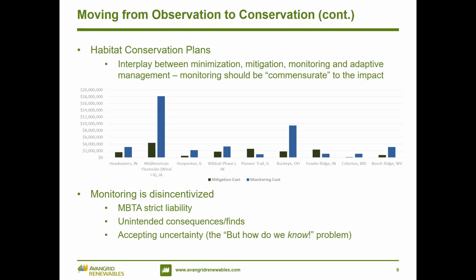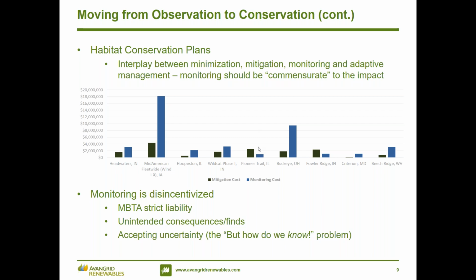I think habitat conservation plans are a good example of this lopsided balance. It's supposed to be an interplay between minimization, mitigation, and monitoring. It rarely seems to be the case anymore. This chart shows the amount of dollars spent going towards mitigation versus monitoring, and you can see in most cases, monitoring is a factor of 3 or 4 times more resources than mitigation. And it seems that monitoring is becoming increasingly disincentivized.